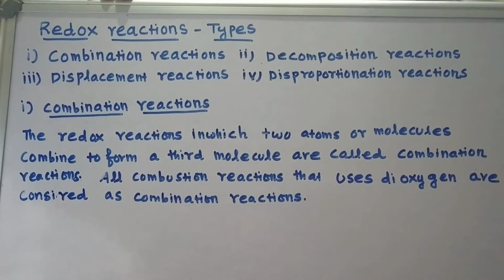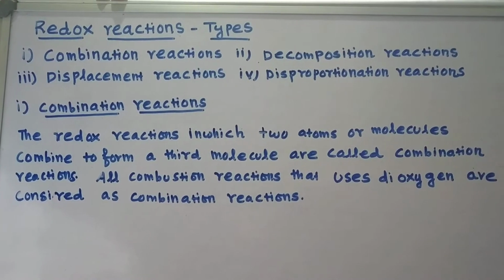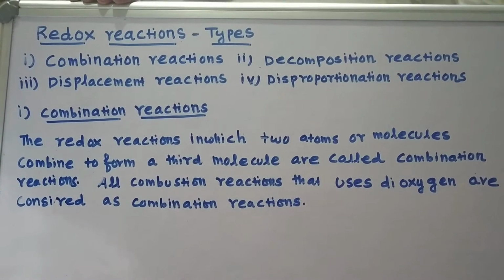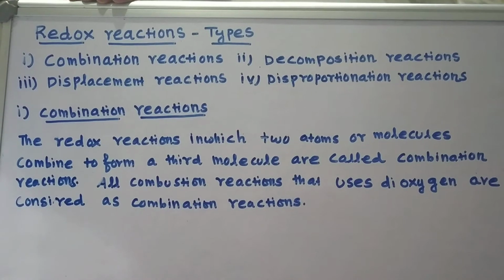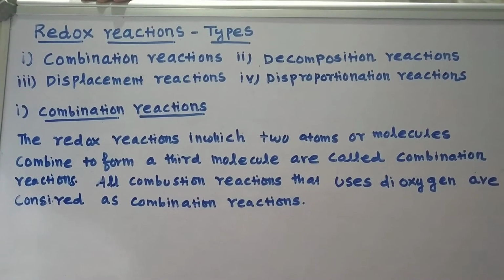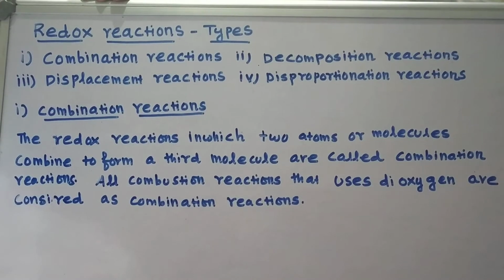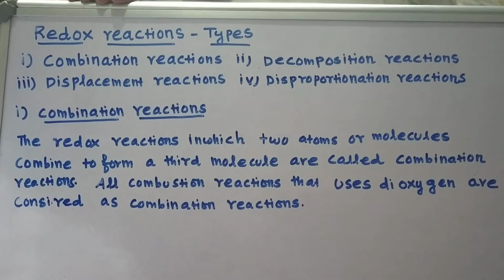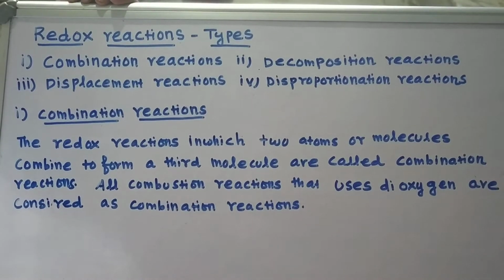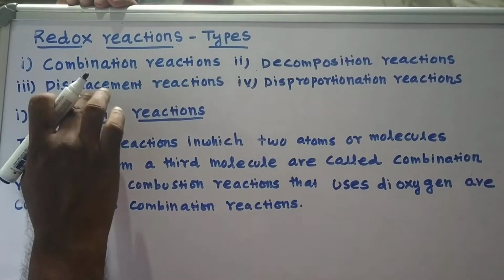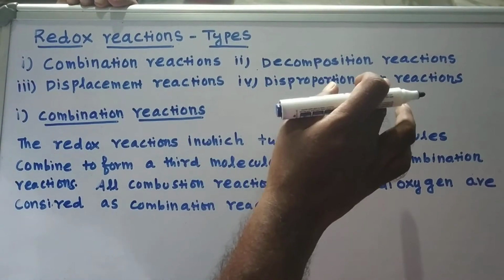Good morning, students. Today we are going to discuss an important topic in chemistry, redox reactions. It's well known that the reactions in which both oxidation and reduction take place simultaneously are called redox reactions. Now we are going to see the types. The redox reactions are broadly classified into four types. They are combination reactions, decomposition reactions, displacement reactions, and disproportionation reactions.